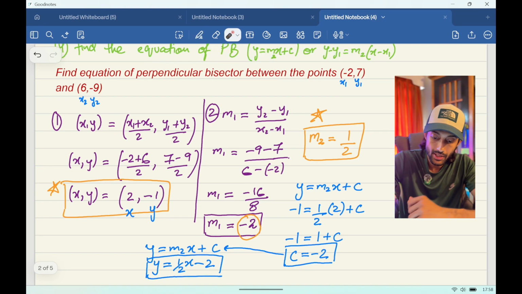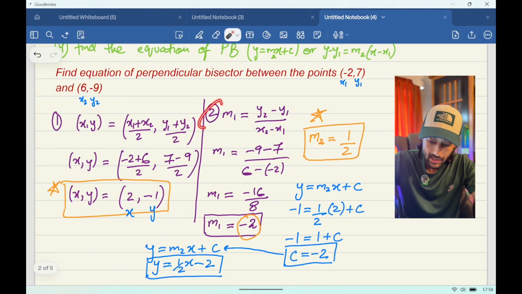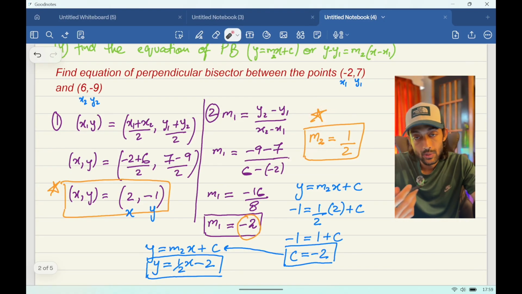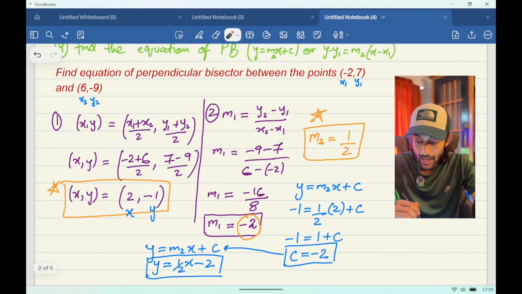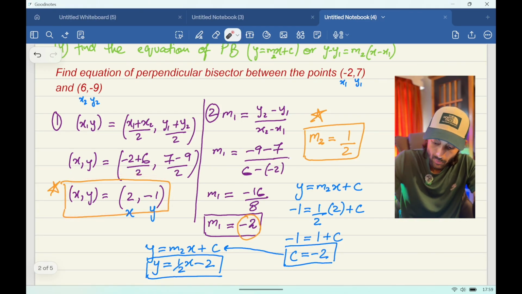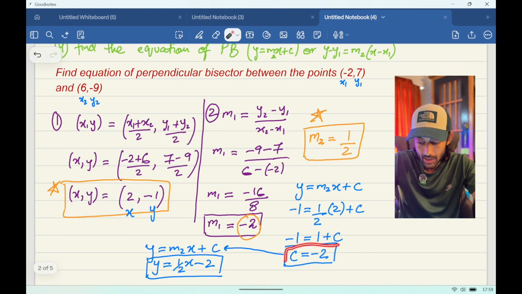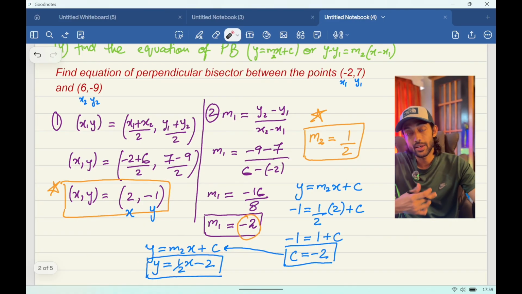So if I give you a small recap, the first step is to find the midpoint. The second step is to find M1. The third step is to find M2 by applying the concept of negative reciprocal. The fourth step is to apply y equal to m2x plus c, and then finally find the value of c by substituting the values of your midpoint in place of y and x. Once you do this, you have to resubstitute this value of c with the value of m2, and finally you have your equation of the perpendicular bisector.